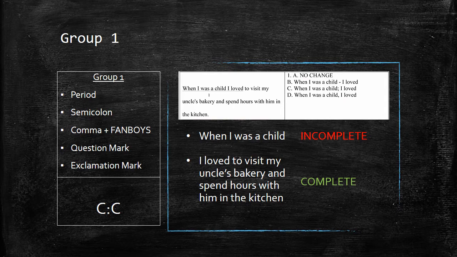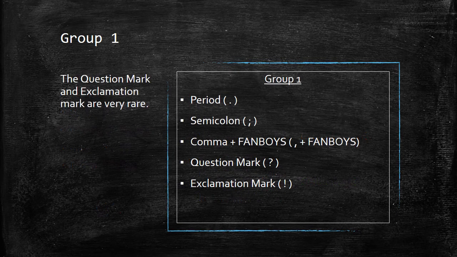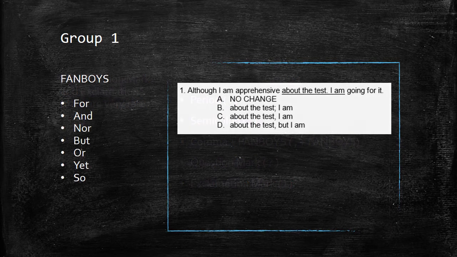Now, with another quick note about Group 1 punctuation, your question mark and exclamation marks, these are very, very rare. So, obviously they could show up, and we want to be ready for them, but I wouldn't expect them. It's really almost always you're seeing a lot of the period, semicolon, and then our comma plus fanboys. And then you may be thinking, what is a comma plus fanboys? What is that, right? So fanboys is an acronym, and off to the left here, you can see it stands for and, nor, but, or, yet, so.